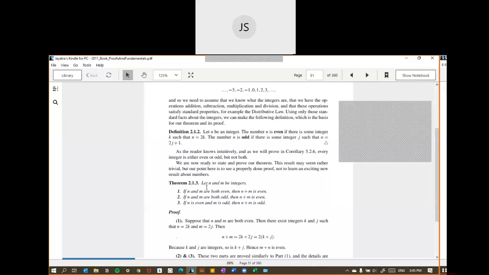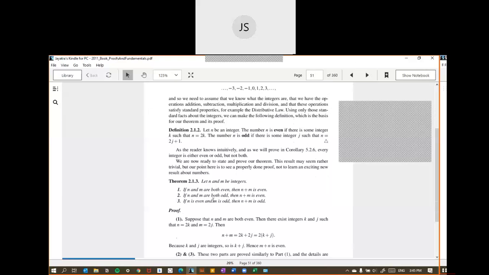So let's say we have n and m, and they're integers. And we want to prove that if n and m are both even, then n plus m is even. If n and m are both odd, then n plus m is even. If n is even and m is odd, then n plus m is odd. Now notice here, this is an if-then statement. The way we would show that this holds is we assume the first part, and then using that, we show that this implies the second part.